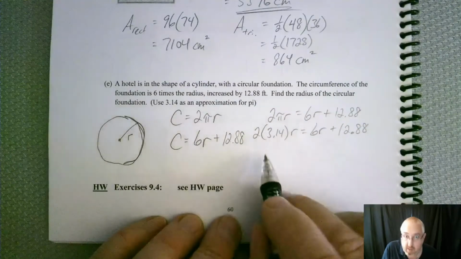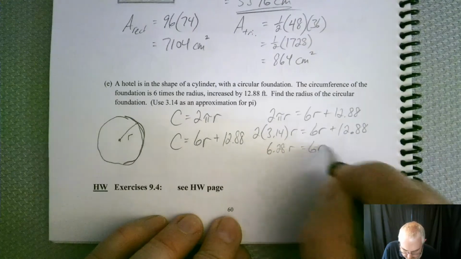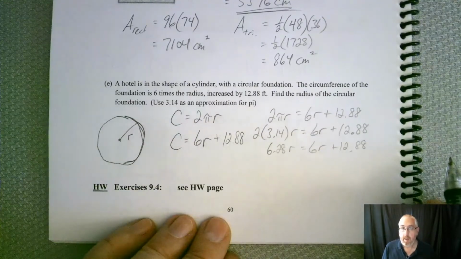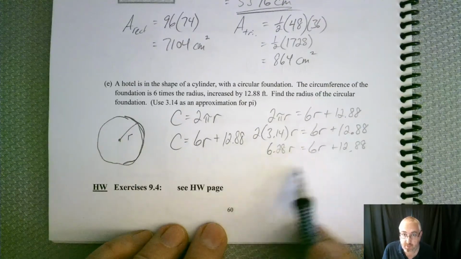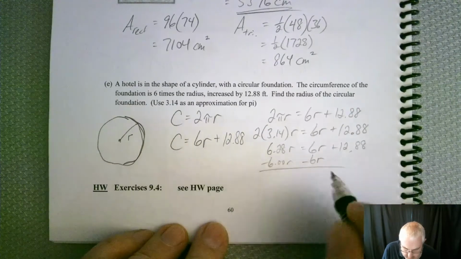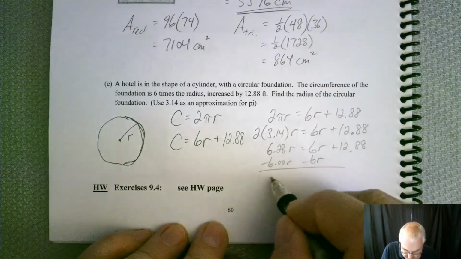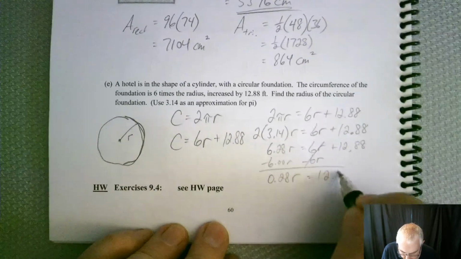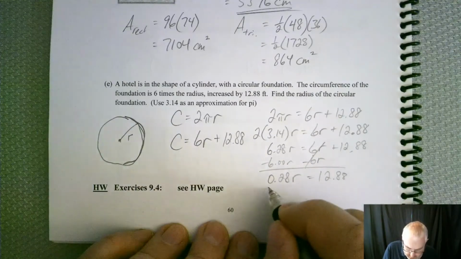And then we can start to combine a little bit. Let's multiply those together. And then the right side stays the same. And now, a few more steps. We got the r's. Let's move the smaller one over. So we'll subtract 6r. Now, just to keep everything lined up, I added a couple of zeros there to the 6. So that doesn't change anything. So we got 0.28r equals 12.88. And then the last step is to divide.